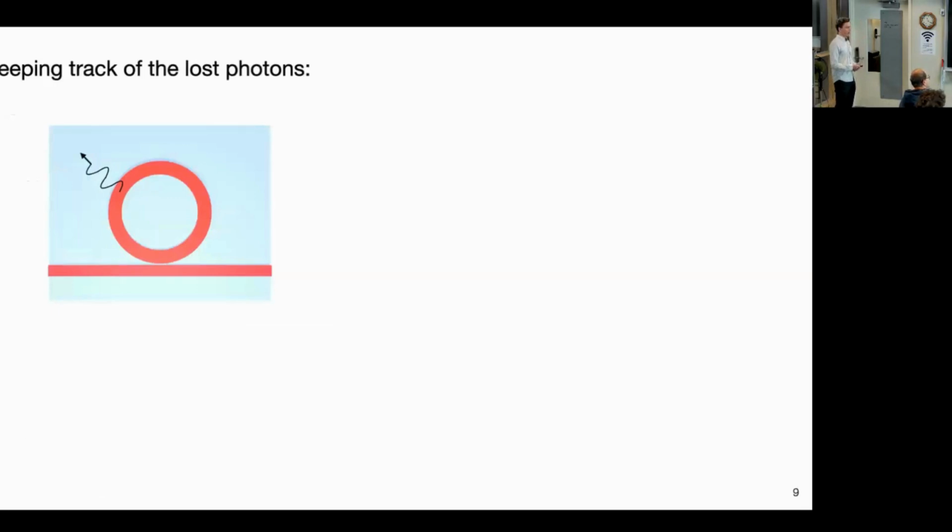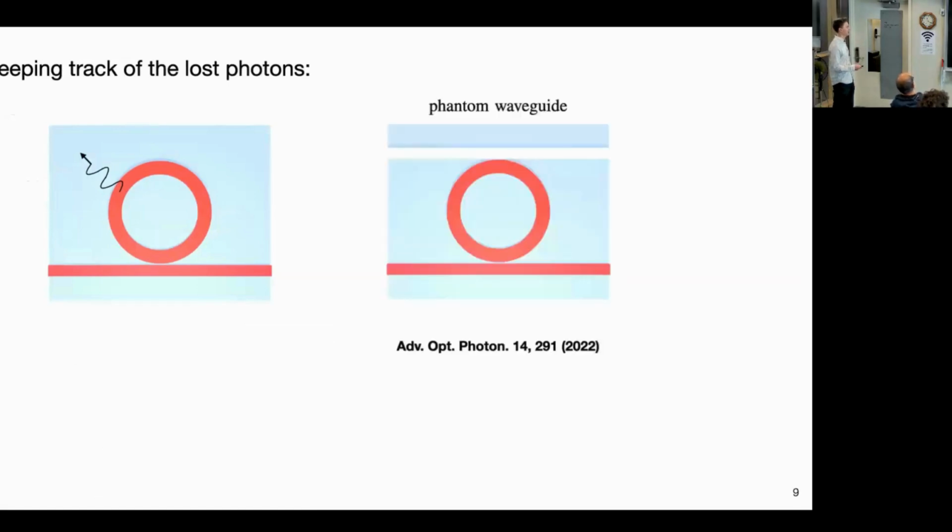So to keep track of the lost photons, I showed in the previous slide that they scatter off the chip, but to keep track of them in the theory, we include a phantom waveguide. That's the white waveguide here. And so now the photons have a place to go. So they can couple to this phantom waveguide and we can keep track of them in the theory.